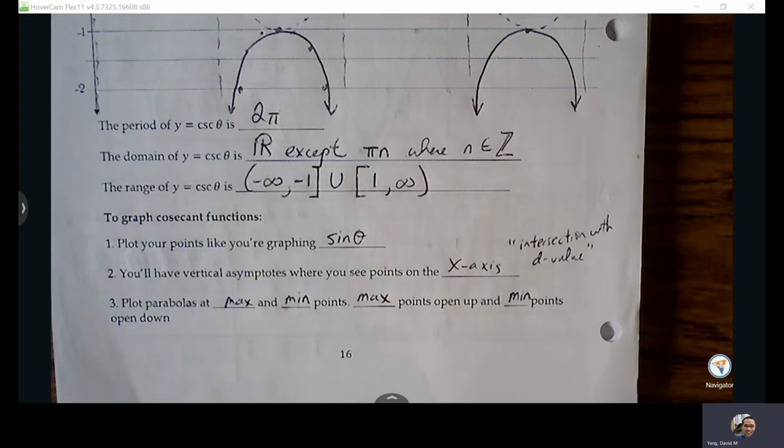Let me ask about the cosine graph. Where does the cosine graph start? Cosine starts at 1, after 0. Because it's basically sine except shifted. What you graph here, you graph the sine graph.